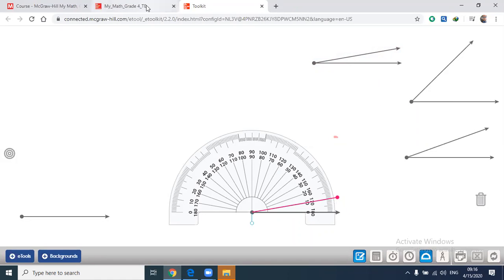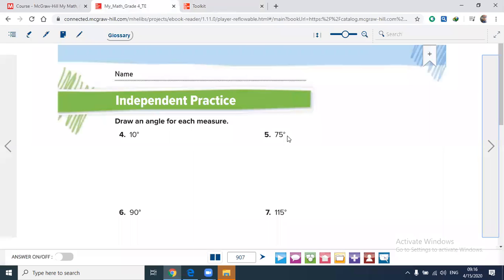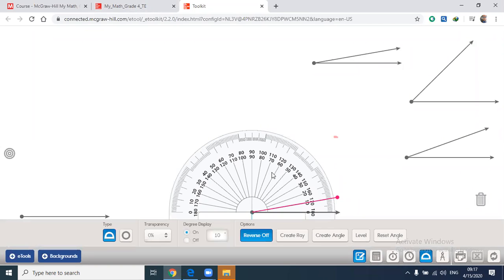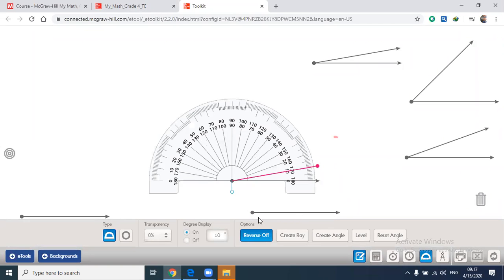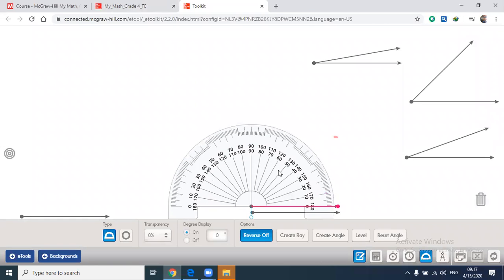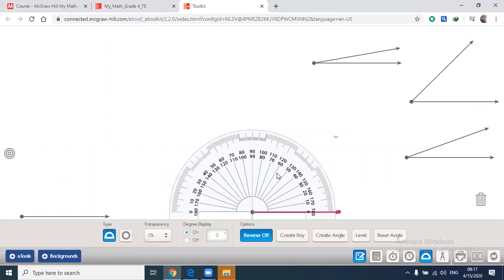Next one with measure number 5 with measure 75. Okay, 75. I have here my protractor and the first ray I draw already, and then I have to place it exactly on the ray, center of protractor on the end point of the ray, and from 0 I have to count from 0 to 75.